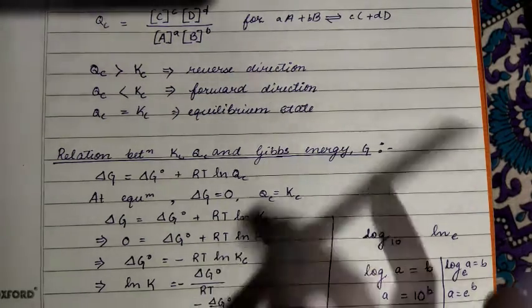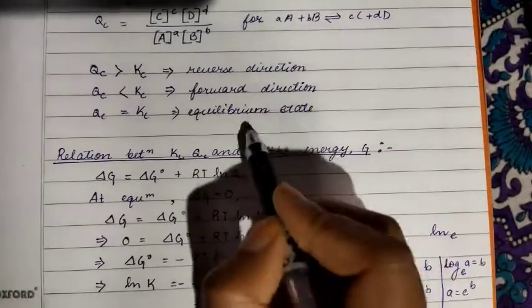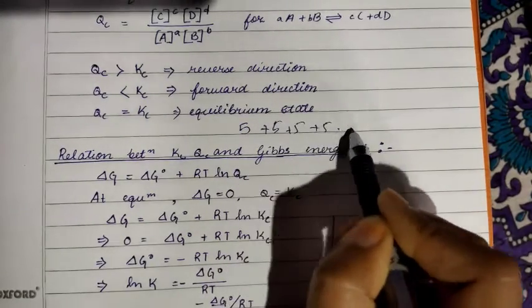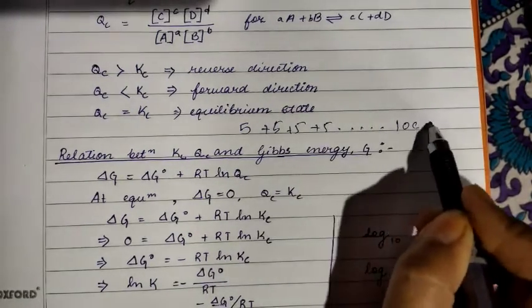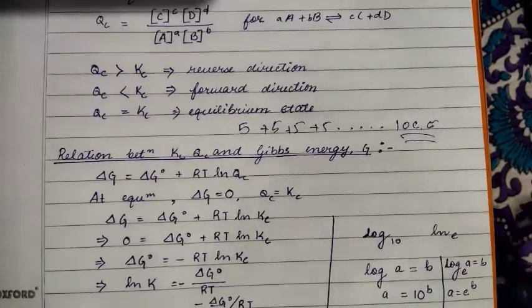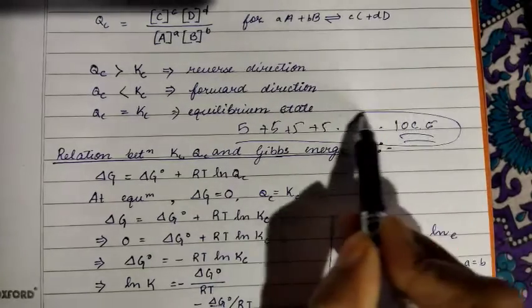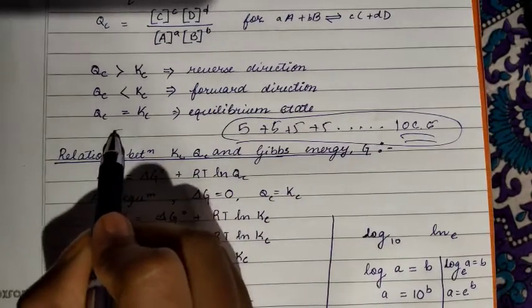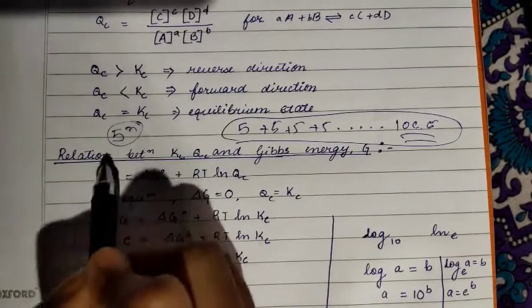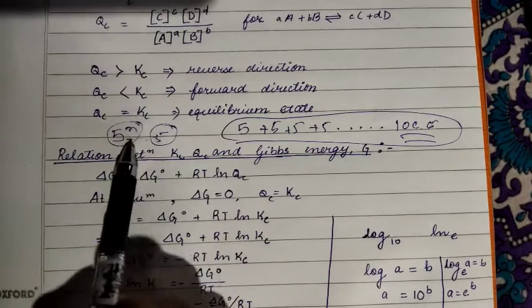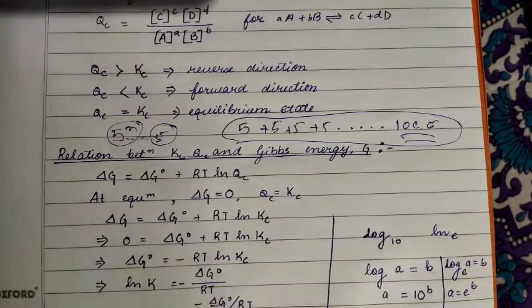Whenever a concept like 5 plus 5 plus 5 plus 5 is there, if there are 100 fives, will you be able to calculate it by hand or just with a calculator? No, not so. There has to be a proper formula for this. So what we do is 5 to the power n, this is the formula, right? In the scientific calculator you can calculate this.